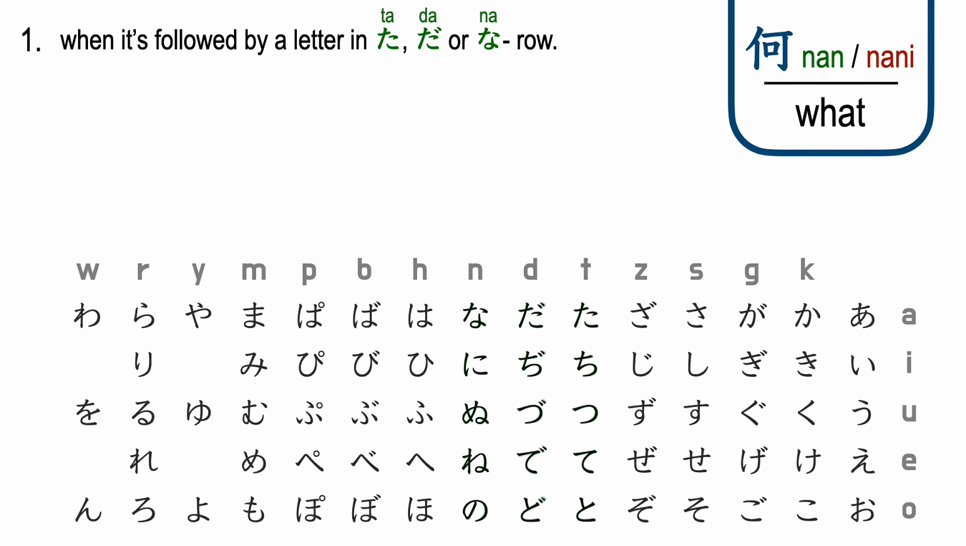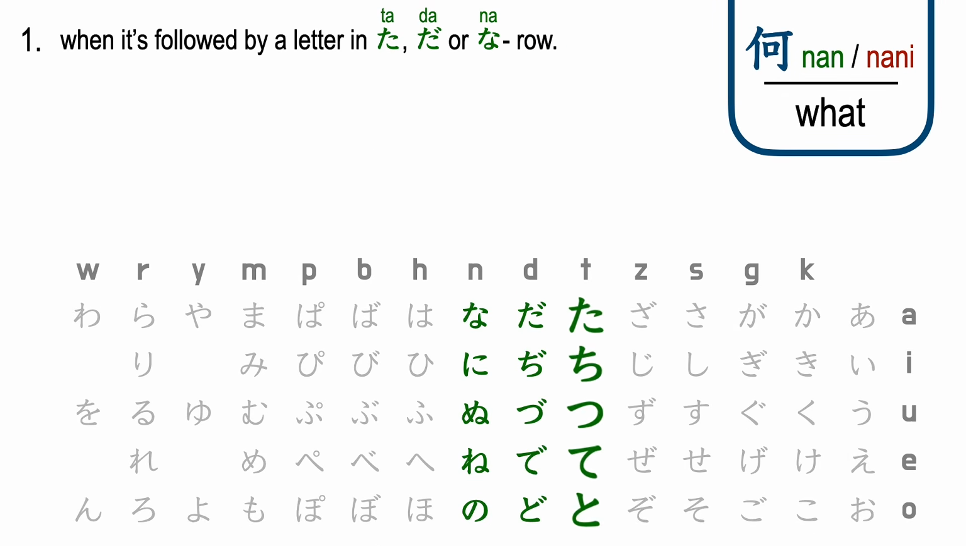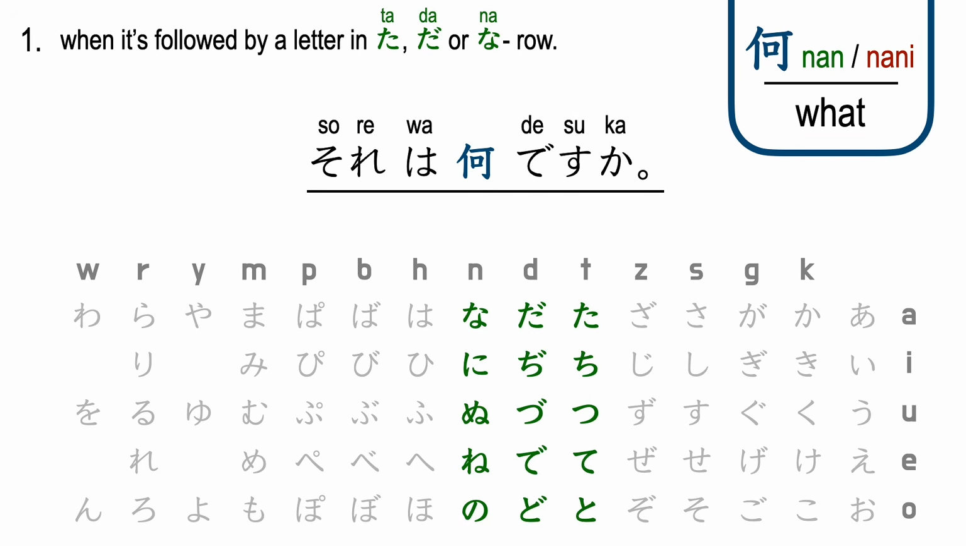When it's followed by any letter from たちつてと、だぢづでど、なにぬねの, it's pronounced as nan. For example, when you want to ask, what is that? The letter de follows, and de is one of the letters in the list. Therefore, it's pronounced as nan.